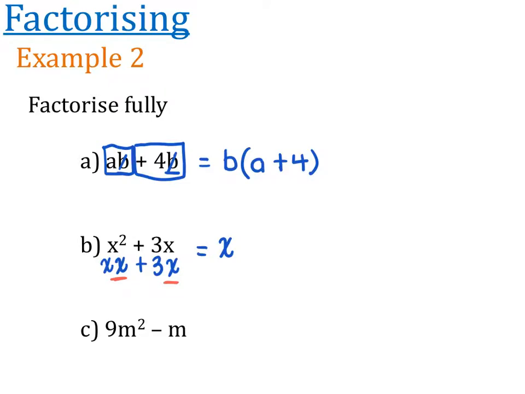Now, if we take out x from x times by x, or x squared, if we take that x out, we're just left with 1x. And similarly, if we just take out the x from the 3x, we're just left with plus 3.